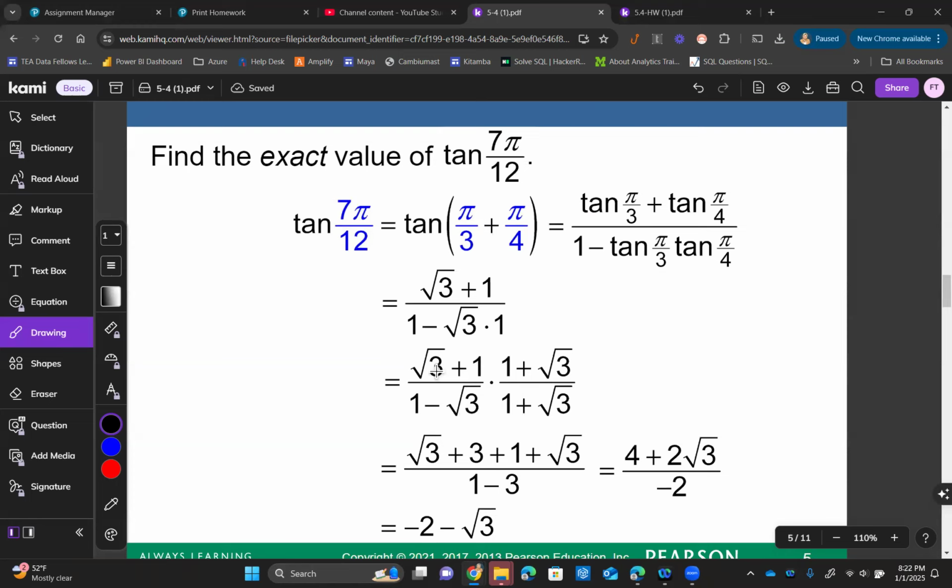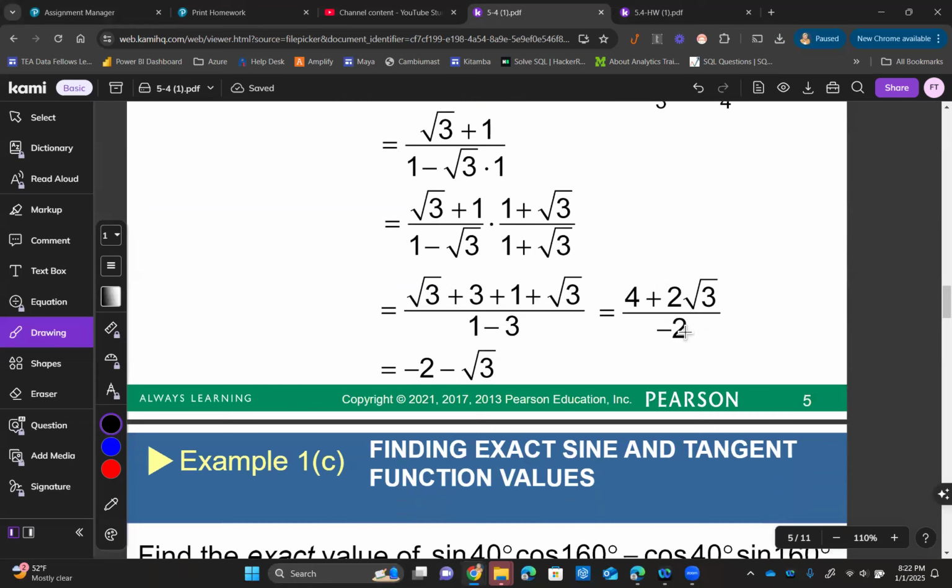We can't leave our answer like this, so we have to rationalize the denominator. To rationalize the denominator, we multiply top and bottom by 1 plus root 3. And then we use FOIL to expand the numerator and denominator. When we FOIL root 3 plus 1 by 1 plus root 3, and 1 minus root 3 by 1 plus root 3, we combine our terms: 3 plus 1 makes 4, root 3 plus root 3 makes 2 root 3, and 1 minus 3 gives me negative 2. Then when we divide 4 by negative 2, that gives me negative 2. When we divide 2 root 3 by negative 2, that also gives me negative root 3.